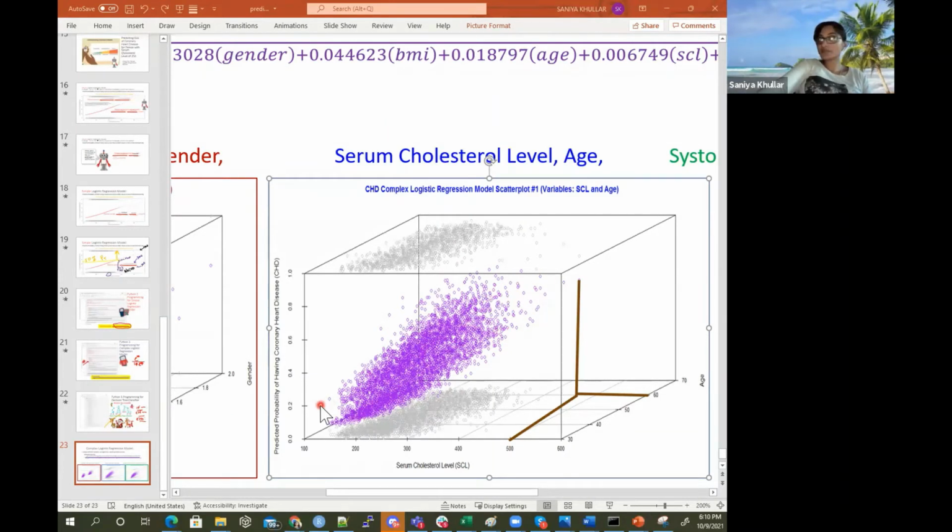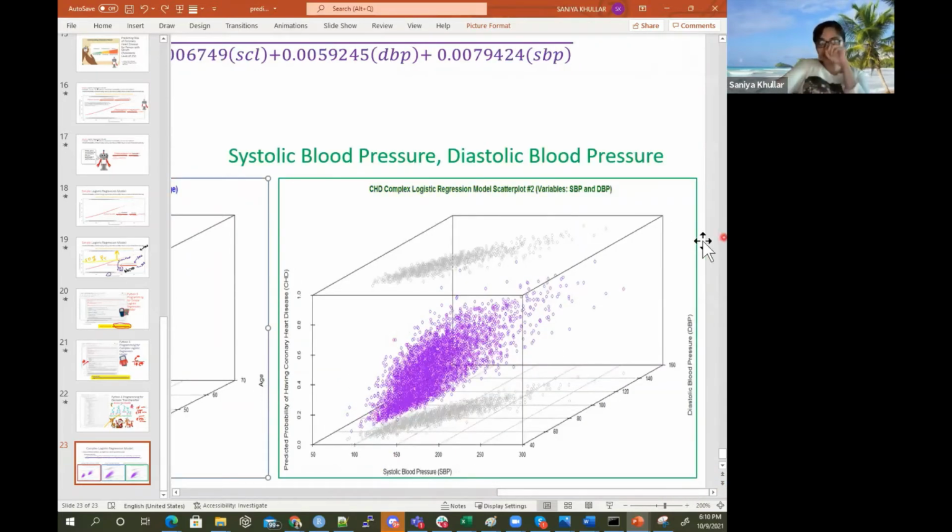This is how the model looks. These are the data points. But I can't visualize all of it. So that's for serum cholesterol level and age. I was trying to show as many as I could, but I can only show 2 predictive variables at a time, like blood pressure, systolic and diastolic. And these are the actual data points here. And this is the model.